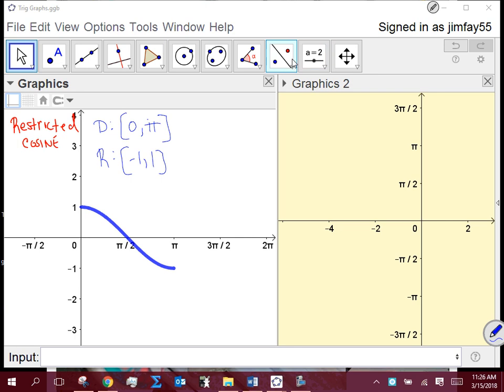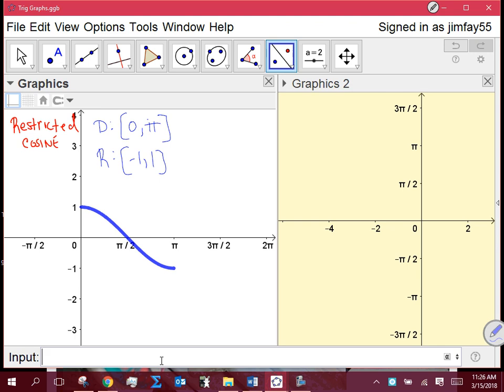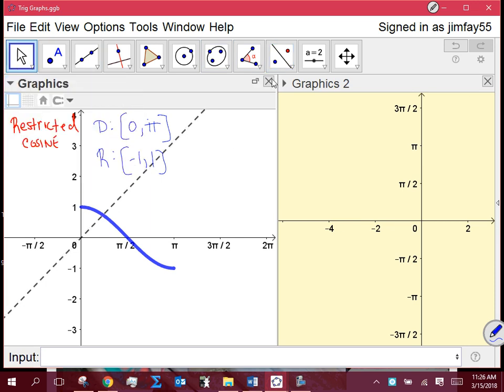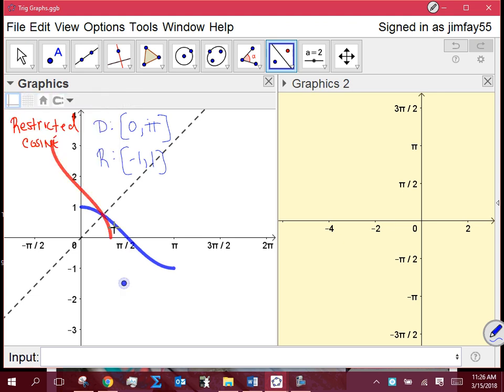And inverses are just reflections across what line? Y equals x. So if I type in y equals x here, just to bring back what we've talked about in college algebra, if I take that curve and reflect across that line, it gives me that, which that red curve then is the inverse of the restricted cosine. Does that make sense? Okay.